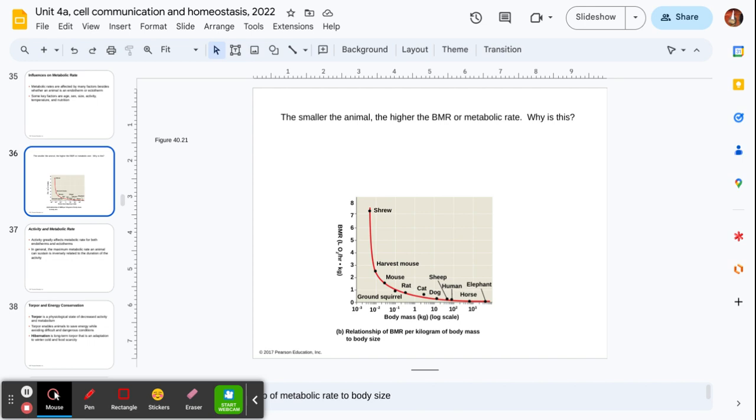Anyway, yesterday, I talked about this image in the lecture, but I didn't explain it completely. I gave a pretty big hint. Did anyone pick up on what that hint might be? Why is it that these little animals, these shrew, the harvest mouse, the mouse, why is it that they have so much higher basal metabolic rate compared to the elephant?